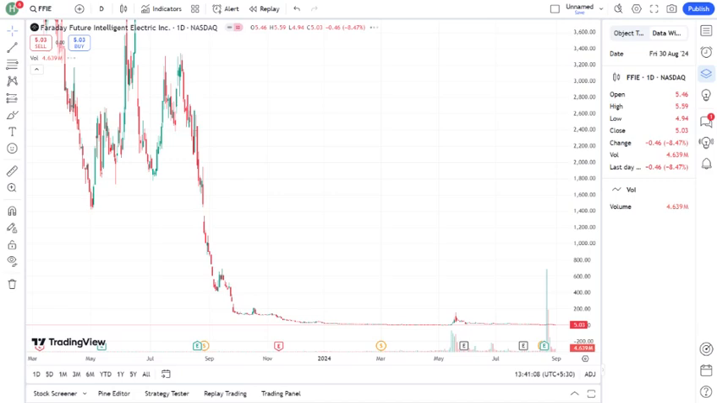Some investors believe that Faraday Future's partnerships and technological innovations give them an edge. But it's important to weigh that against the company's cash flow issues and competition.